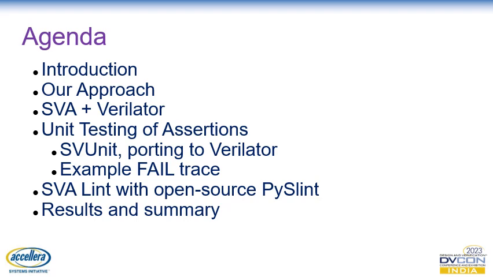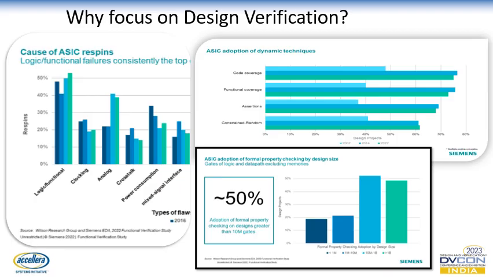So we're going to show you SVUnit, which is one of the open source frameworks available for free. I personally was spending some time porting that to Verilator. I'll share some of the success stories there, and we'll also show you what an example failed trace for a specific assertion would look like. And then we spend one or two slides on how the emerging SVA lint solutions with open source PySlint look, and then we conclude.